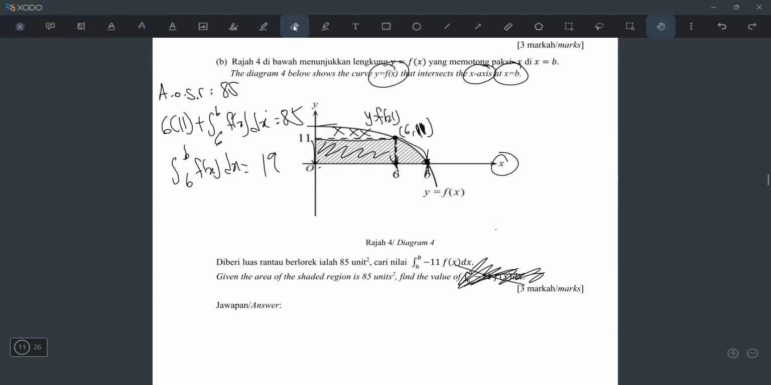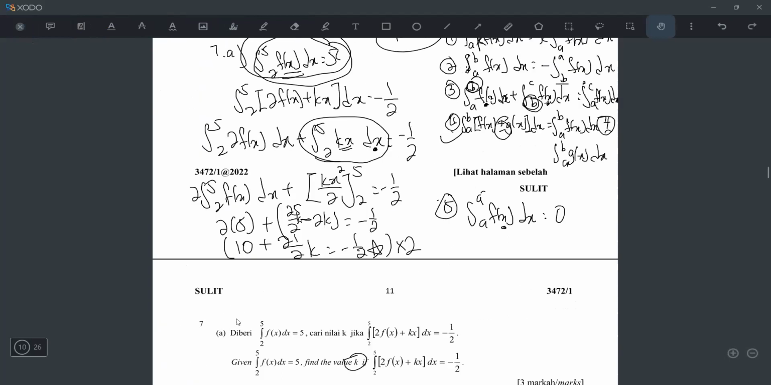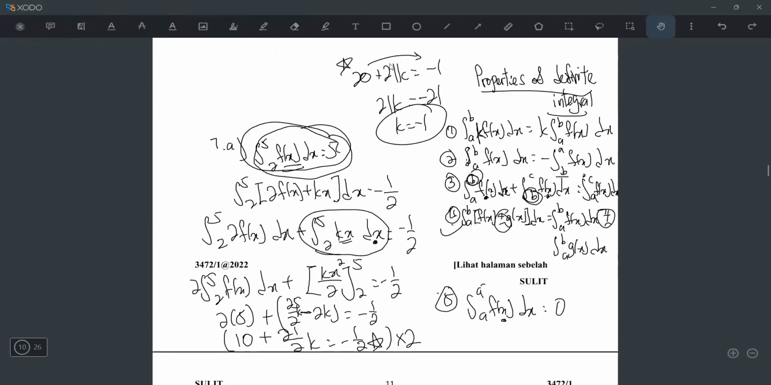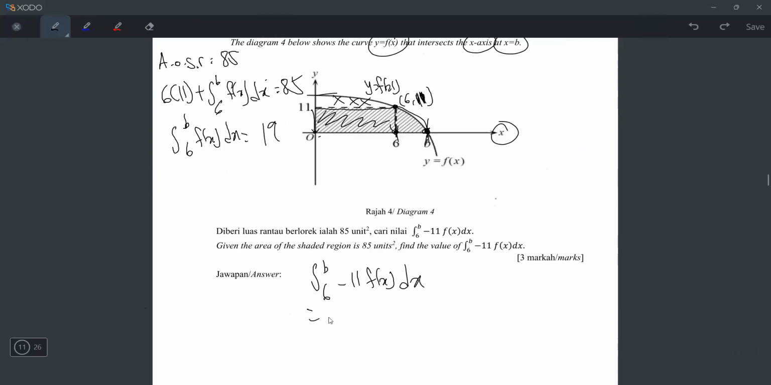Now only I will focus on what they want. Now only I see what they want. So what do they want? They want the integral from b to 6 of negative 11 fx dx. But if you look carefully, I already know the integral from b to 6 of fx dx equals 19. And according to the properties of definite integrals, if there's a number k times fx, I can put it in front, right? So why not we do the same here? The negative 11 times fx, I can put in front like this. And then you will be left with the integral of fx dx.